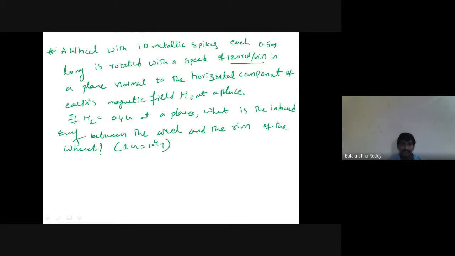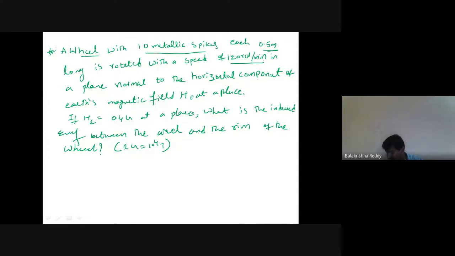First, we need to understand the question. A wheel means a cycle wheel like that, a bicycle wheel. A wheel with 10 metallic spikes, each 0.5 meters long, is rotated with a speed of 120 revolutions per minute.